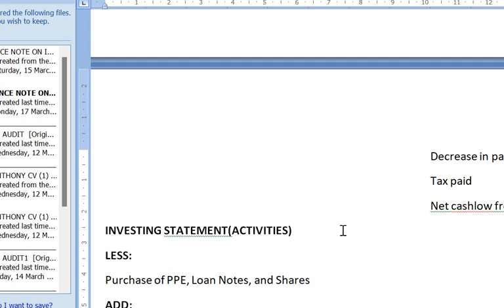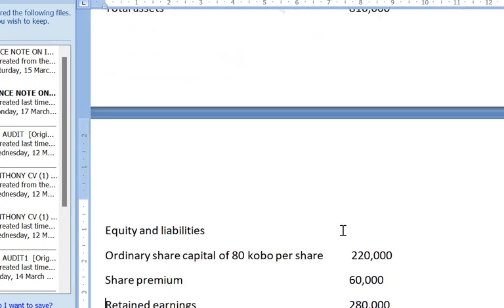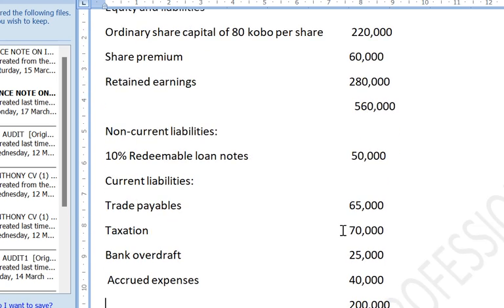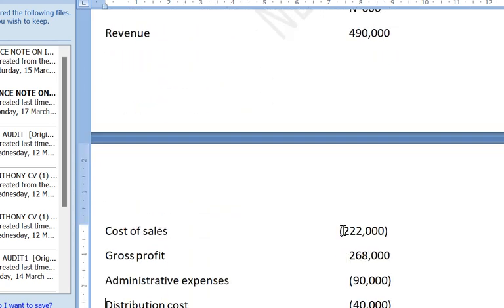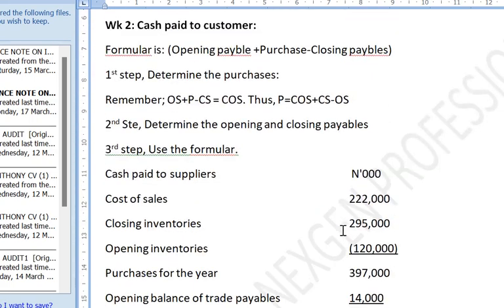In other words, everything we are doing in cash flow, we must arrive at cash and cash equivalent at closing. If we do not arrive at cash and cash equivalent at closing, it implies that our calculation is not correct. So, like I said, we have looked at the example under direct method, and then tonight, or today rather, we are going to look at an illustration on the indirect method.